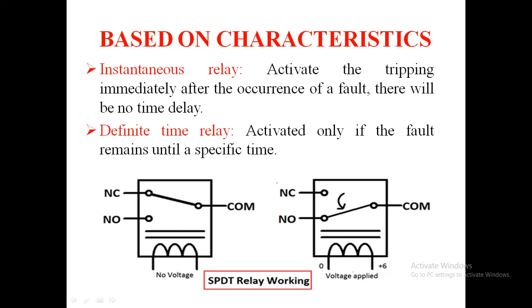Instantaneous relay activates the tripping immediately after the occurrence of fault. So if there is any fault, it just activates the tripping and there will be no time delay. The definite time relay is activated only if the fault remains until a particular time. So the definite time relay represents that only if the fault remains for the specified time is it activated. For the instantaneous relay, it will activate the tripping circuit immediately when the fault occurs, and there will be no time delay.